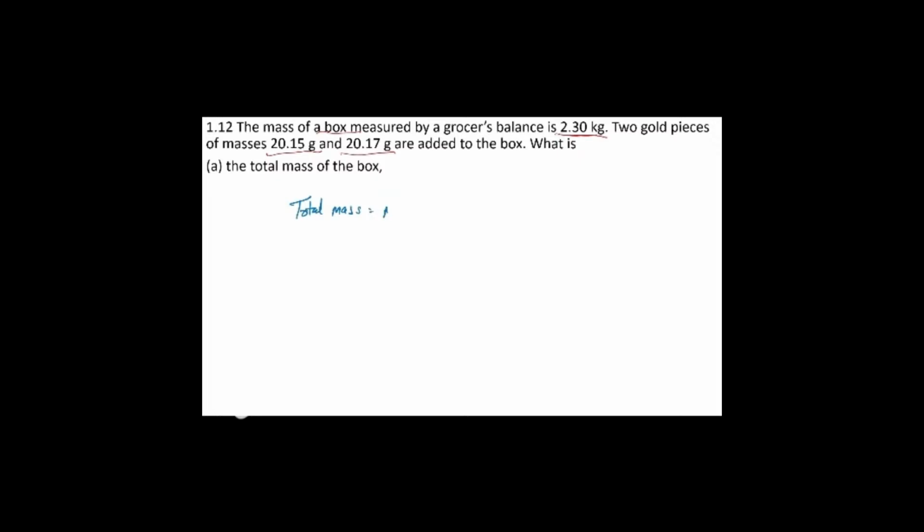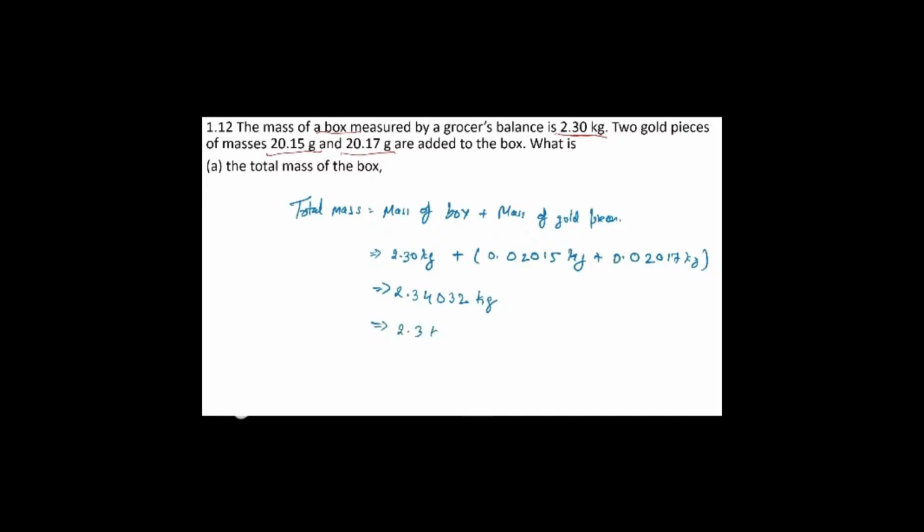So total mass would be the mass of the box plus mass of the gold pieces, that is 2.30 kg plus 0.02015 kg plus 0.02017 kg, which would give us 2.34032 kg. And since the least number of decimal places is 2, we will be rounding off to one decimal place, then we will have this answer of 2.3 kg.